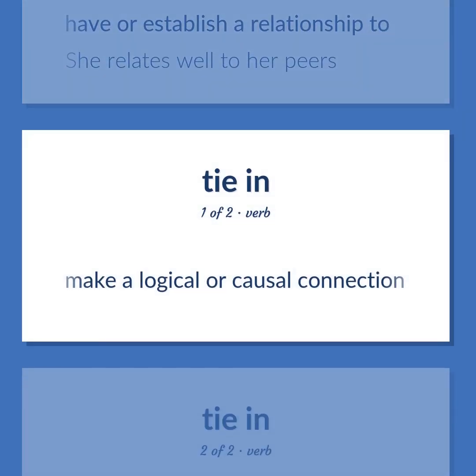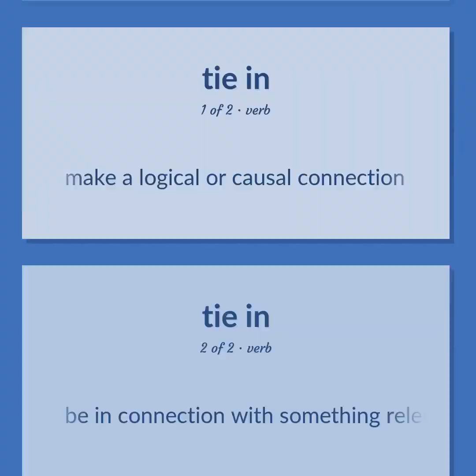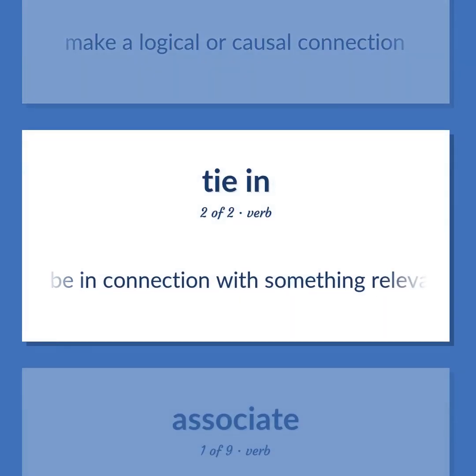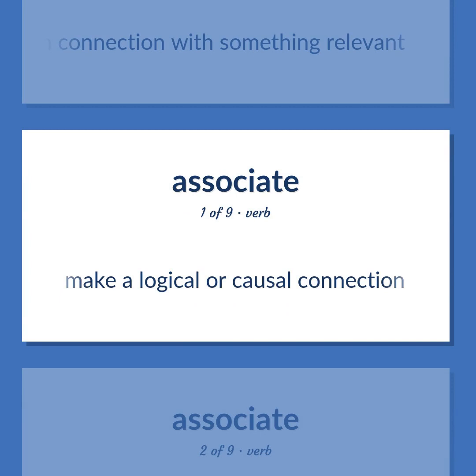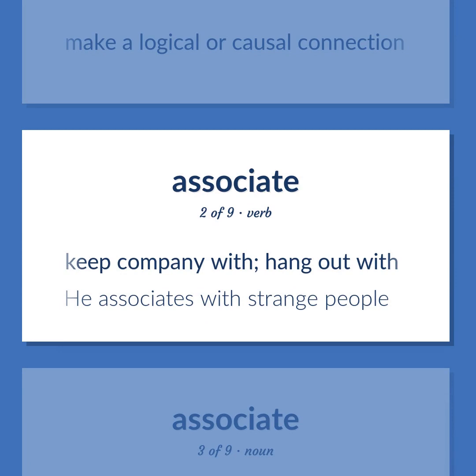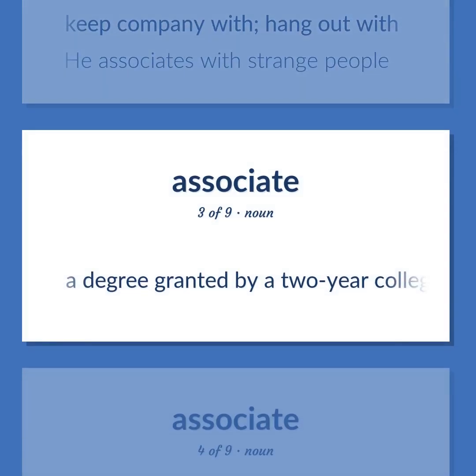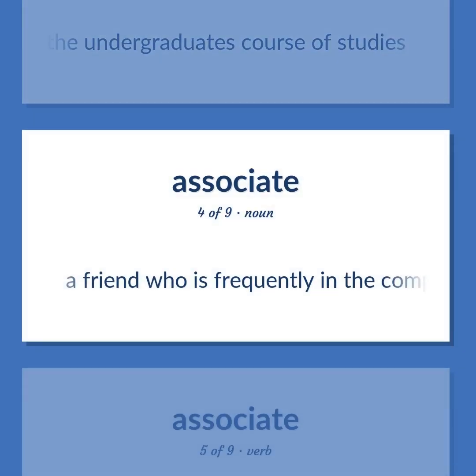Make a logical or causal connection. Be in connection with something relevant. Make a logical or causal connection. Keep company with. Hang out with. He associates with strange people. A degree granted by a 2-year college on successful completion of the undergraduate's course of studies. A friend who is frequently in the company of another.